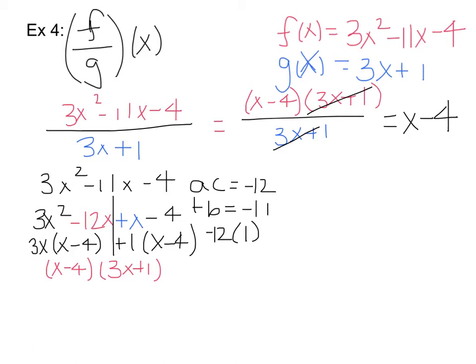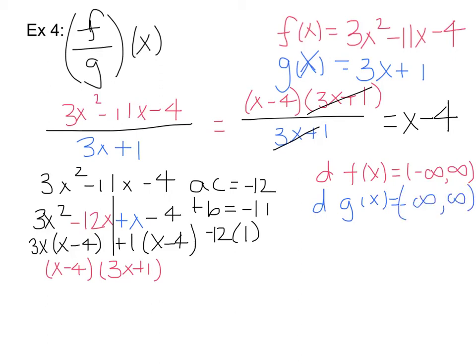Now, on the last side, we said that the domain of f of x was negative infinity to positive infinity. The domain of g of x, same thing, negative infinity to positive infinity. Now, the domain of my answer, this is where it gets different. This is what we started with. I cannot have 0 in my denominator because it would make my function undefined.